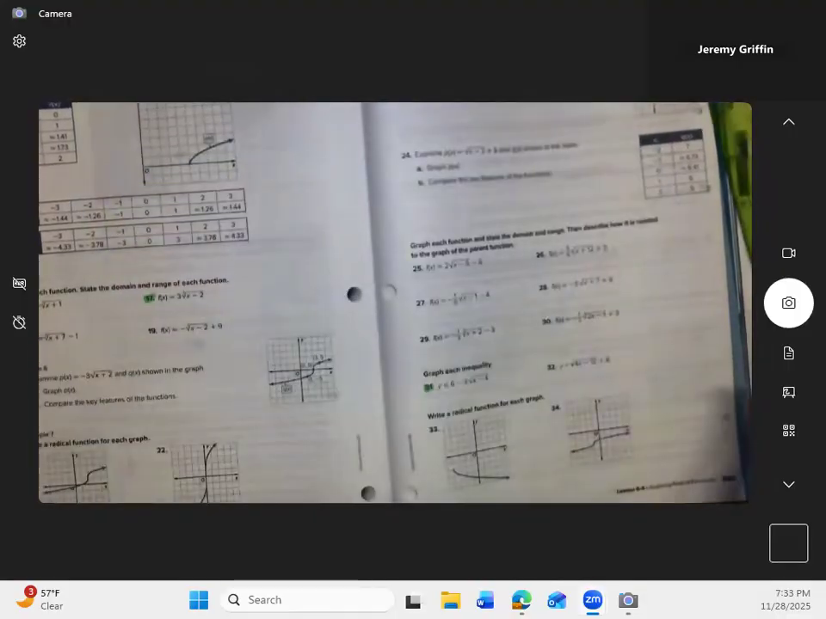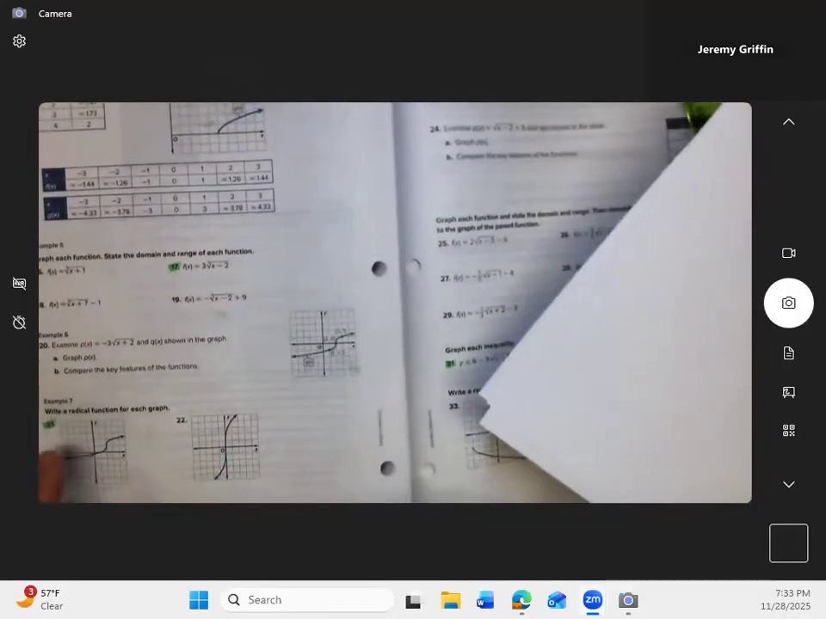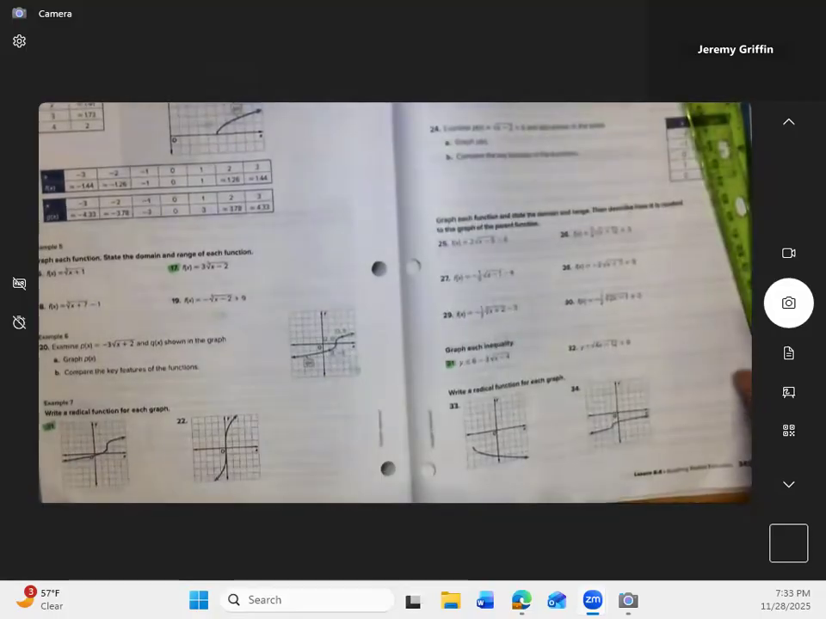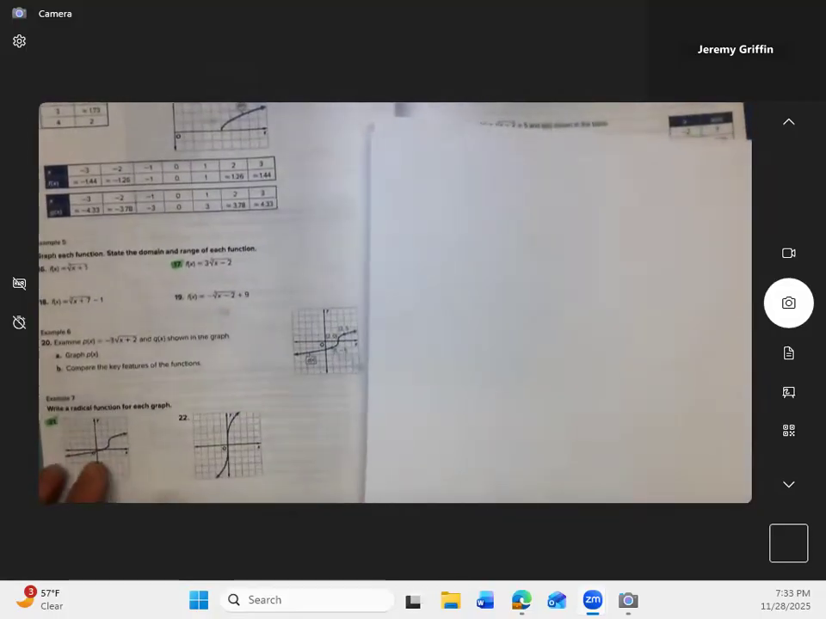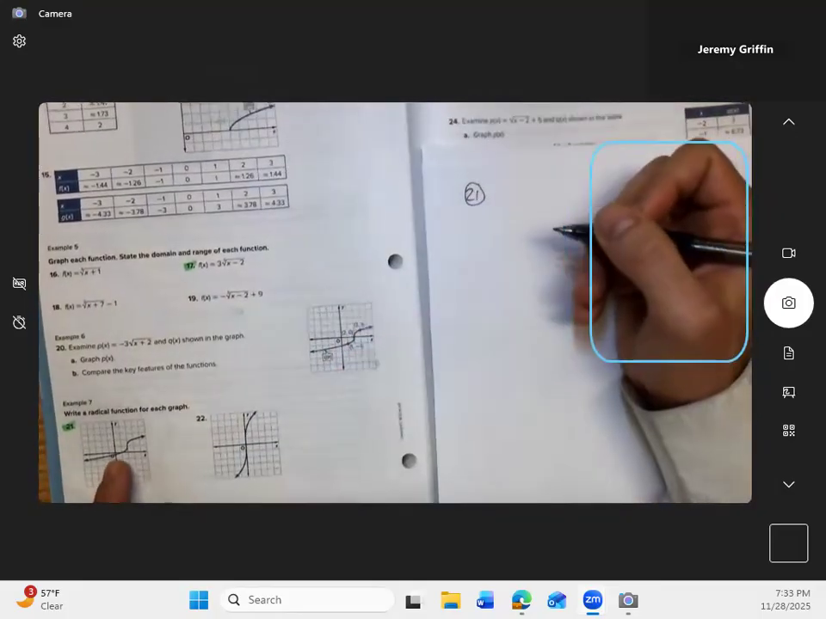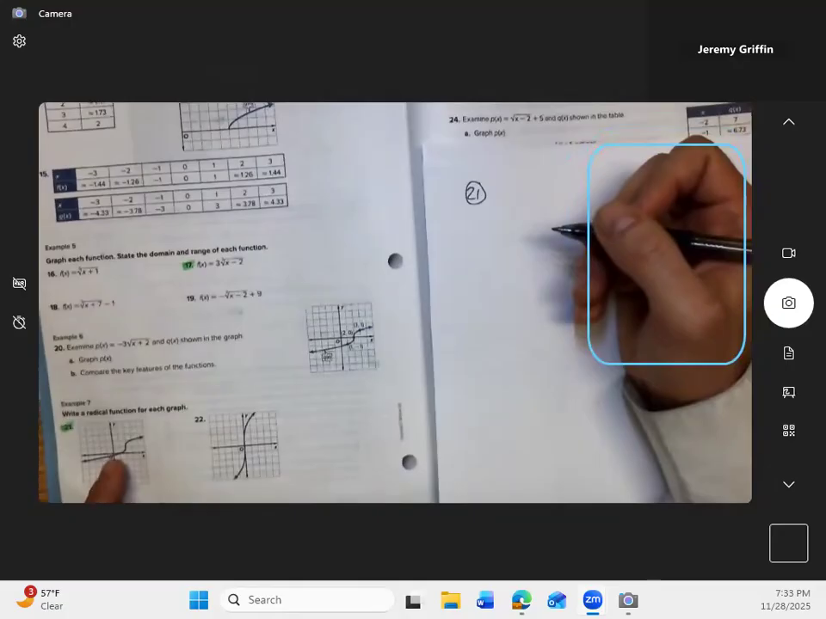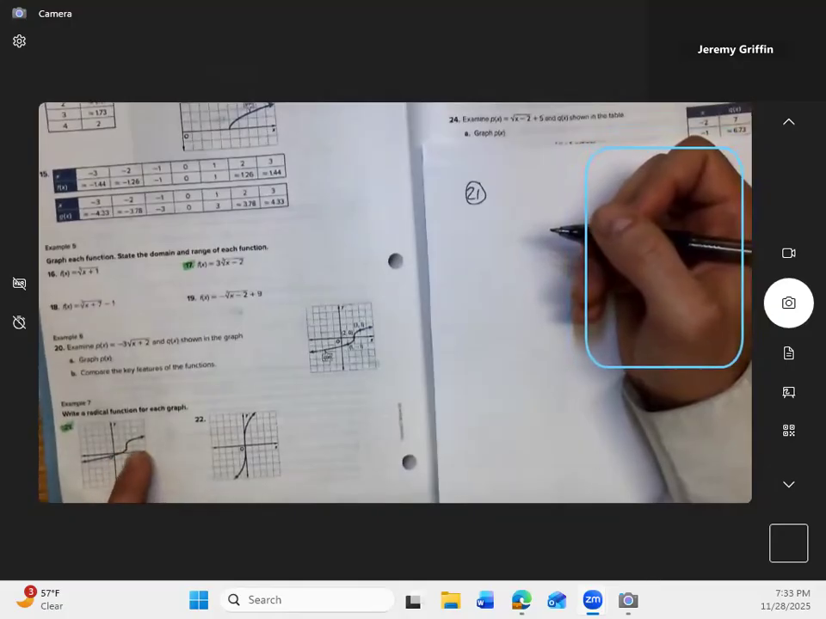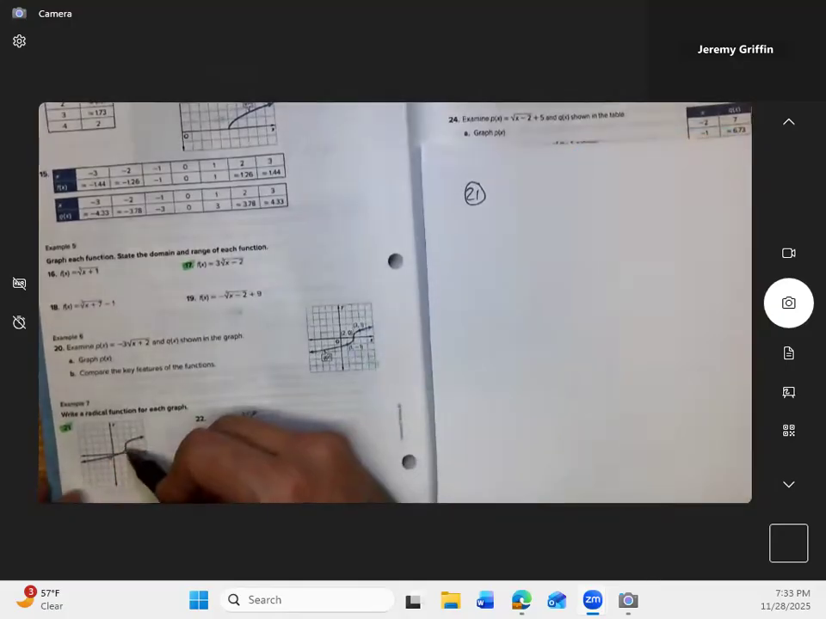Number 21. Ooh, write a radical for each graph. Radical function, right? Well, this number 21 does look like a cube root. It looks like it's been shifted to the right two up one. So right two up one. Now, relative to that, if that was the 0, 0 point, now right two up one, I know it can go right one up one on the parent function and get another point.